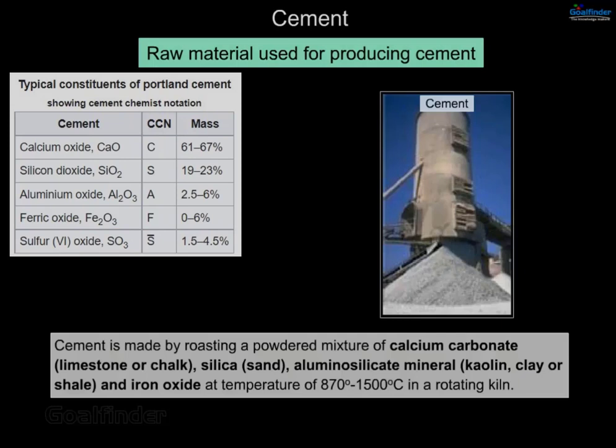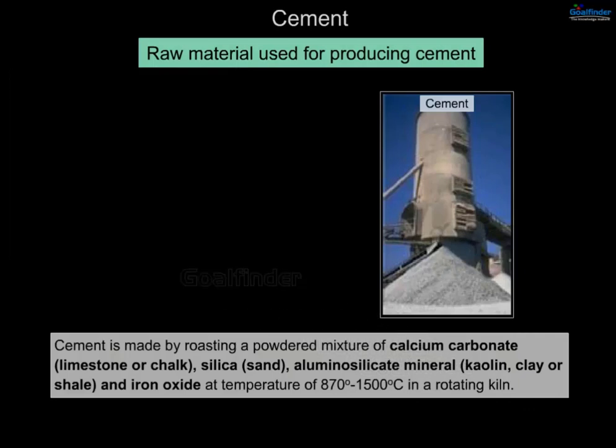Cement is made by roasting a powdered mixture of calcium carbonate, that is limestone or chalk, silica, which is sand, aluminosilicate mineral, which is kaolin, clay or shale, and iron oxide at temperature of 870 degrees to 1500 degrees Celsius in a rotating kiln.